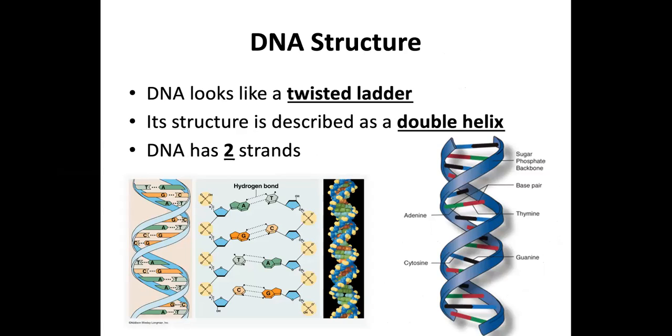All right, so DNA, we said, looks like a twisted ladder. So if we were to take a ladder that was flexible and we twisted it, okay, that would give us our twisted ladder shape. But DNA is actually described as a double helix.